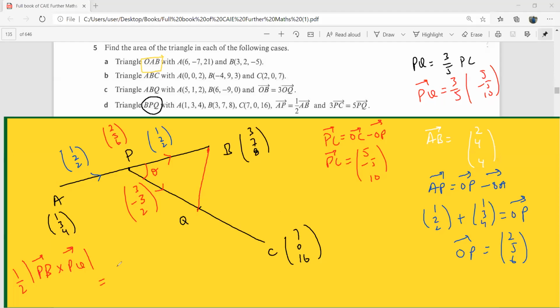So the answer is 9 under root 5 over 2. Sorry, it's 9 under root 5 over 2. Okay, so that is the area that you people get. The main thing in this question was how to get to these vectors PB and PQ. From there, I'm just ending this segment, which was on the area of triangles in these 3D vectors. Now I'll be taking you to the plane section.